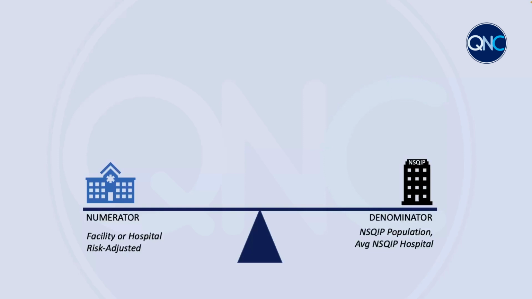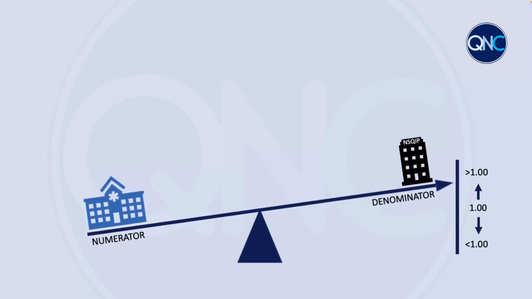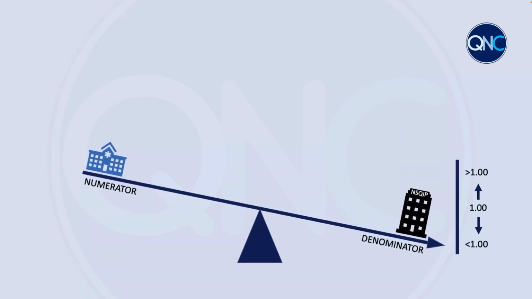When both sides are equal and weigh the same, the seesaw is balanced and horizontal. The ratio of these two numbers would equal 1.00. There are 2 other possible scenarios. One is when the numerator is larger, making the ratio greater than 1. How much greater than 1 depends on how much larger the numerator is. The other scenario is when the numerator is smaller, making the ratio less than 1. How much smaller than 1 depends on how much smaller the numerator is.